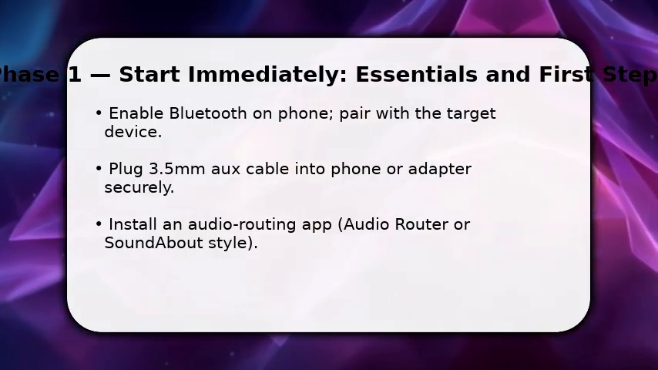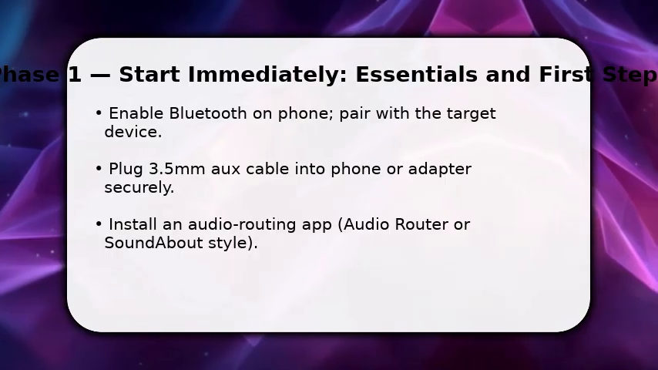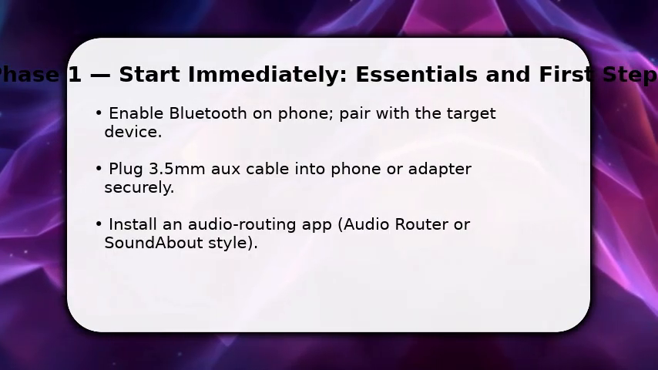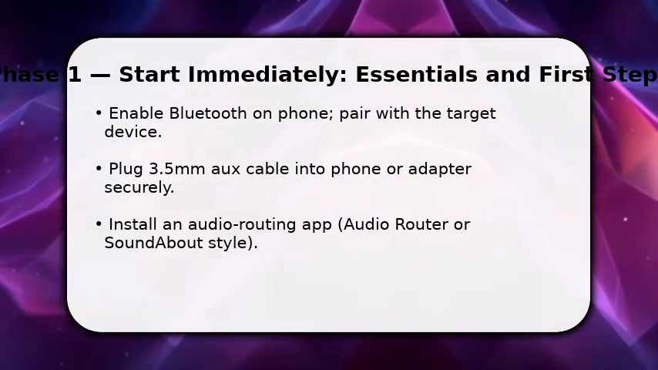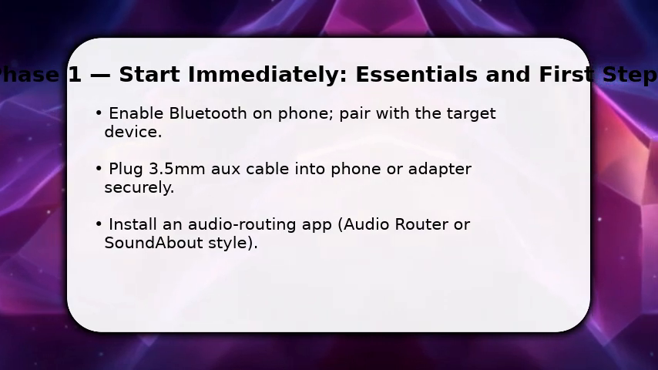You do this because Android normally picks one active output. The app creates two virtual routes. Make sure to grant permissions the app requests, since it must control audio focus and routing to work reliably.